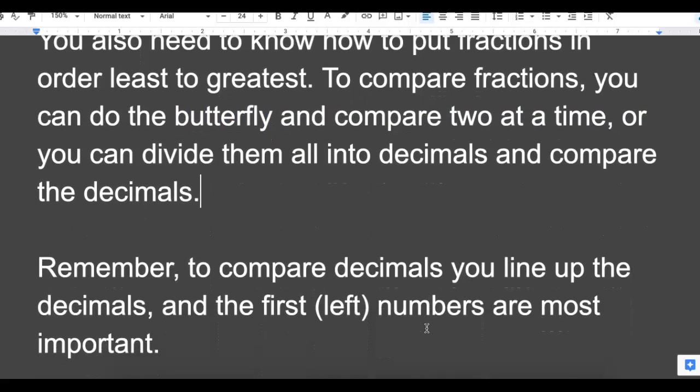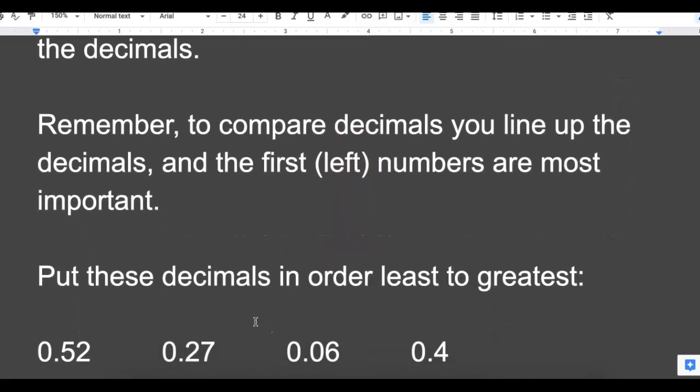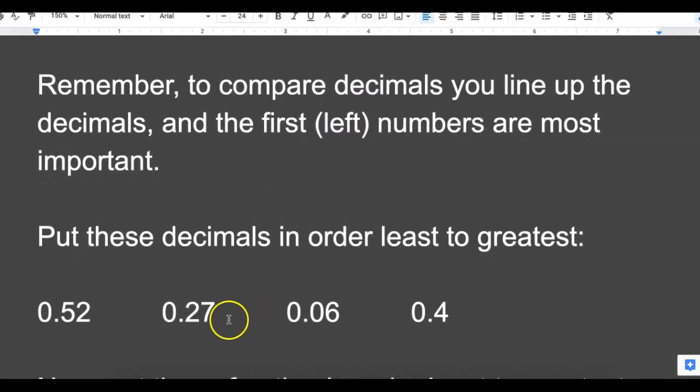So let's review how to compare decimals. To compare decimals, you line up the decimals, and the numbers on the left are the most important. So let's practice with decimals. Go ahead and put these decimals in order, least to greatest.